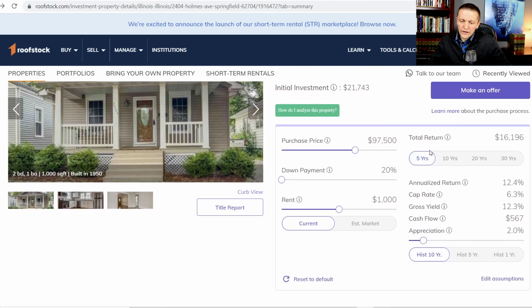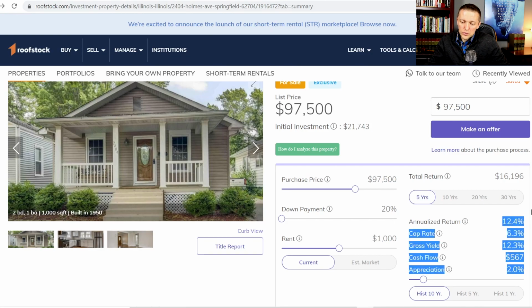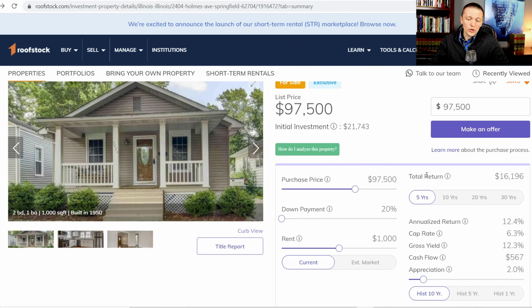So the first thing that we have here is the purchase price slider, right? So this actually determines the other numbers and calculations. So right now at $97,500, you get these numbers right here in terms of the results for each one of these categories. But if you were to move this number up or down, those numbers will all change. So I'm just going to go ahead and bring it back to the original. And at its current asking price, the 5-year return, according to the assumptions that are currently in this listing, would be $16,196.